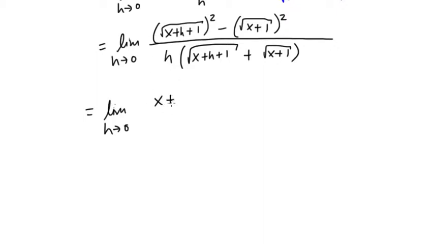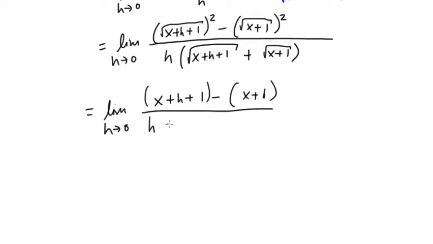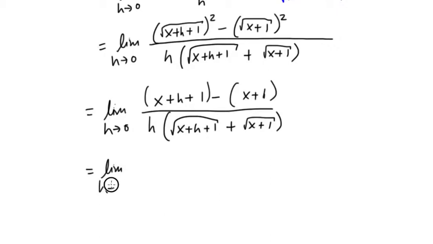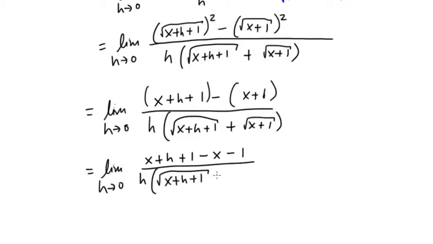So this is going to be x plus h plus 1, because the square root and the square cancel out, minus x plus 1 over this whole thing, x plus h plus 1 square rooted. The denominator does not change at all. So I'm just going to expand the top, and I get x plus h plus 1 minus x minus 1 all over h, x plus h plus 1 square rooted plus x plus 1 square rooted.